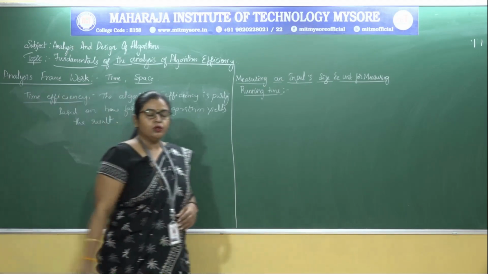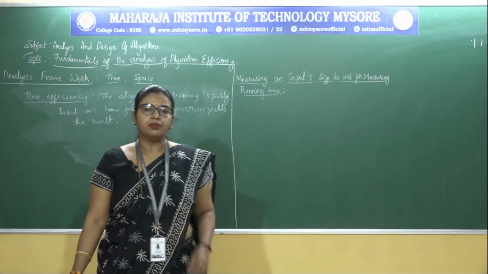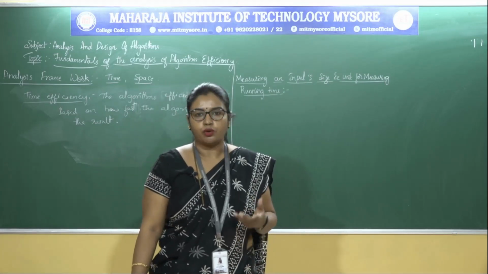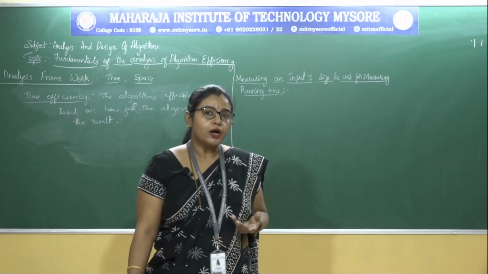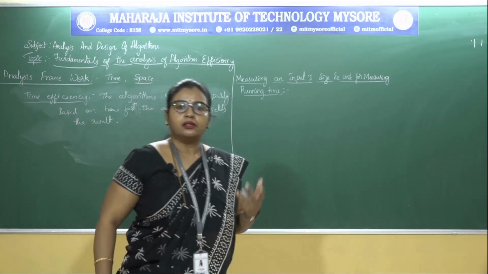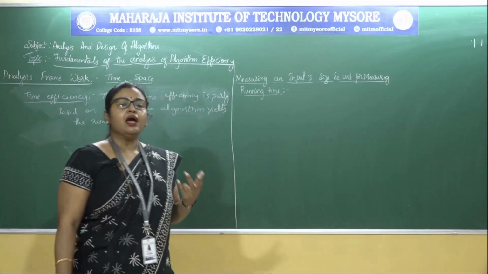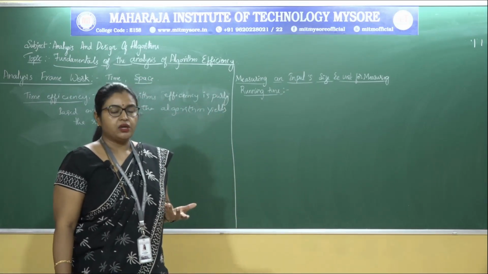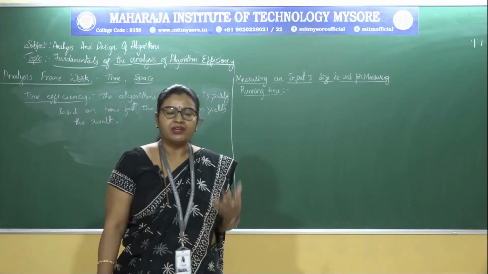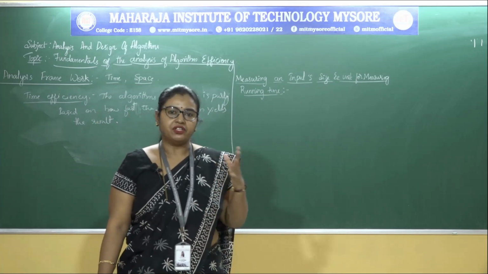Okay. So the time efficiency is nothing but the amount of time taken by the algorithm to execute your program, or else the algorithm efficiency is purely based on the time taken by the algorithm to execute it. How fast it is going to execute your algorithm is called time efficiency.